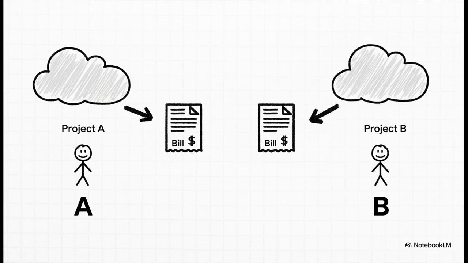All right, pillar number 2, billing. Every single thing inside a project is tied to one and only one billing account. And this is a game changer for managing costs. If you're a consultant, for example, you can create one project for client A and another for client B, and boom, you get a perfectly itemized bill for each one. No more trying to guess who used what.